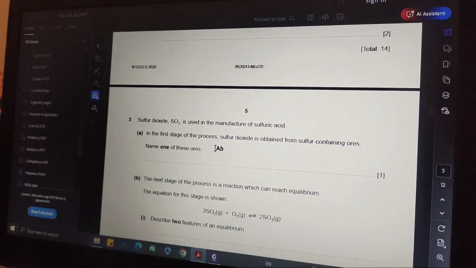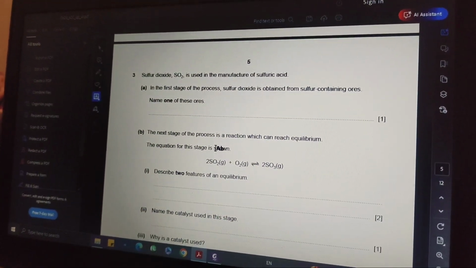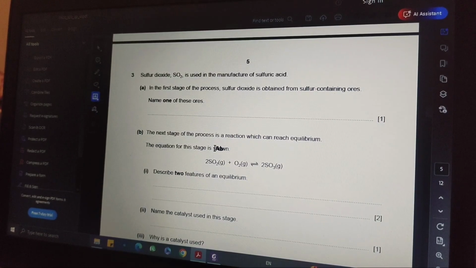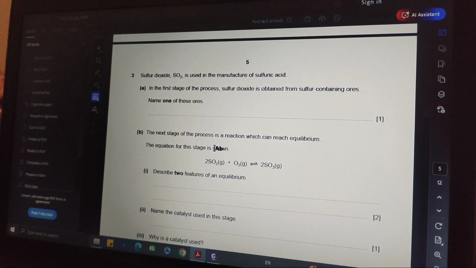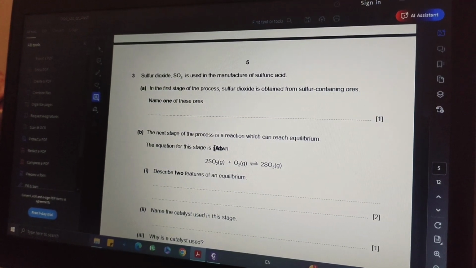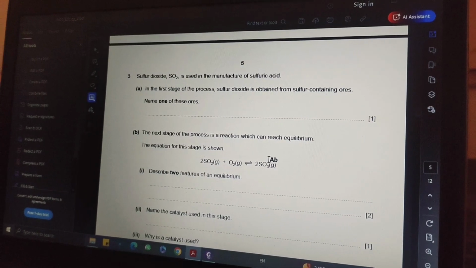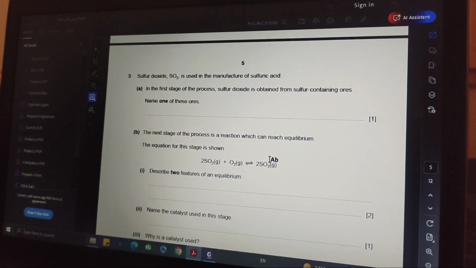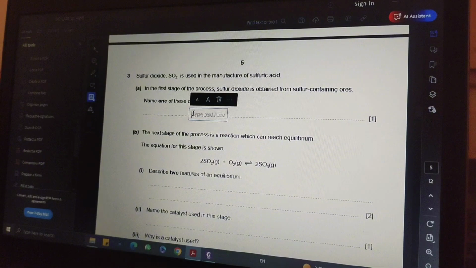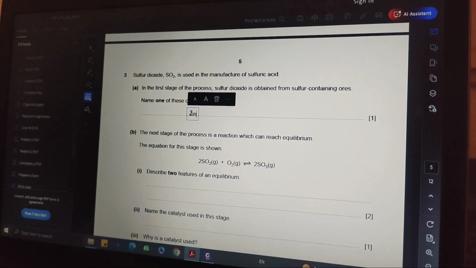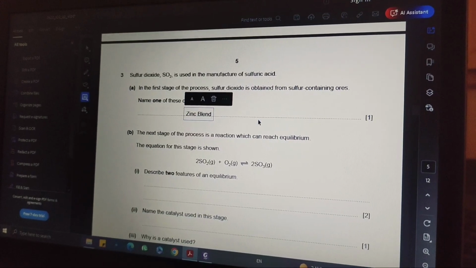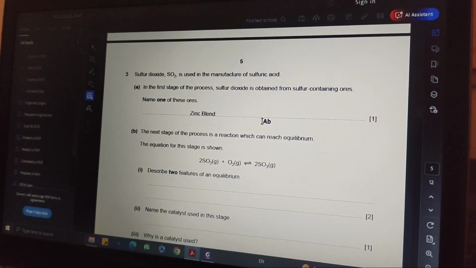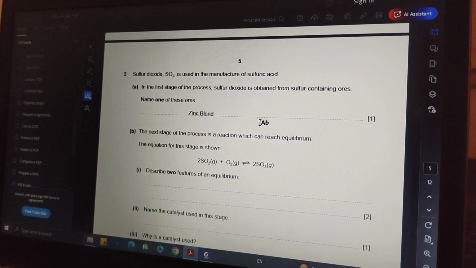So question number 3 is sulfur dioxide is used in the manufacture of sulfuric acid. In the first stage of the process, sulfur dioxide is obtained from sulfur-containing ores. Name one of these ores. The ore of sulfur that is used is zinc blende, which is a combination of zinc and sulfur. It's an inorganic compound. Zinc sulfide is its chemical name.